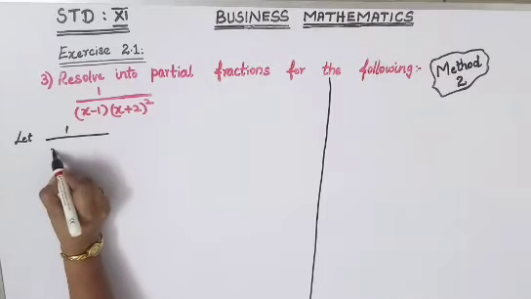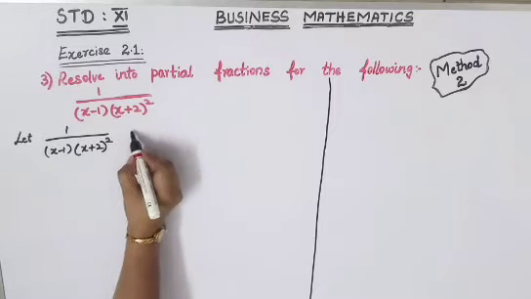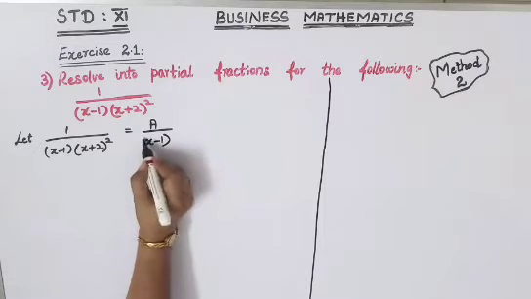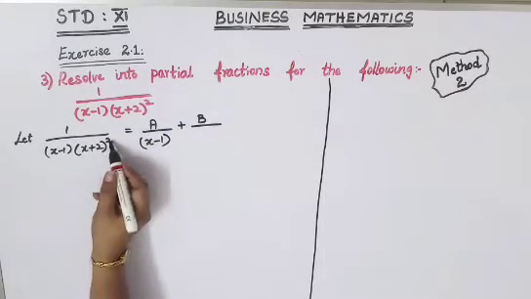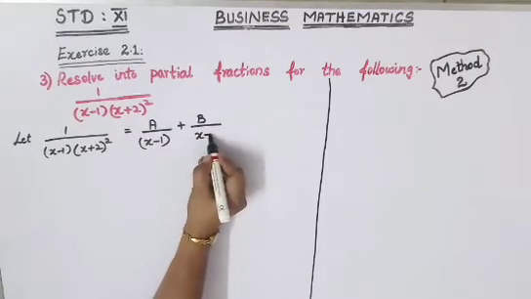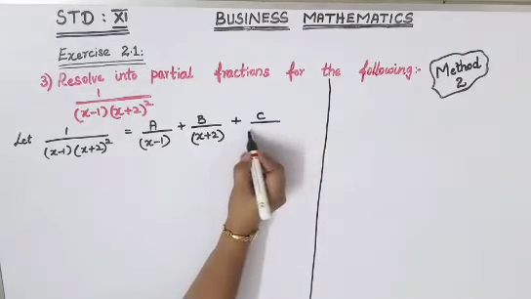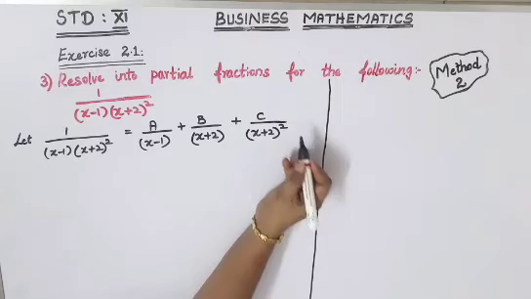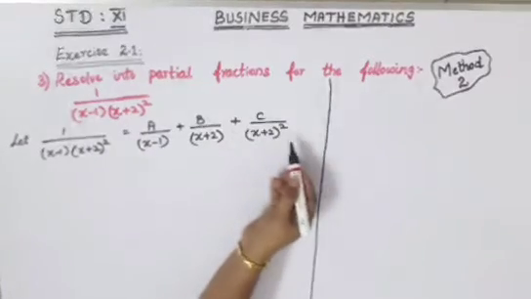1 divided by (x minus 1) into (x plus 2) the whole square is equal to a divided by your first term, x minus 1, plus b divided by x plus 2. So split it up and write your first factor as x plus 2, then plus c divided by x plus 2 the whole square. Here it is repeated twice, so the power of 1 has to be given separately, then the power of 2 will come.